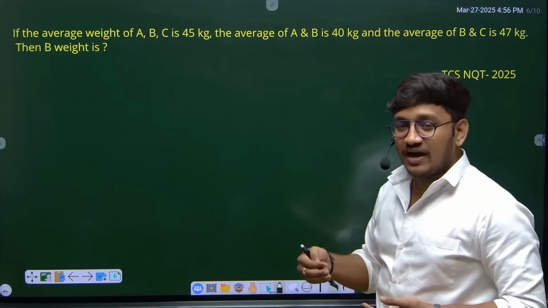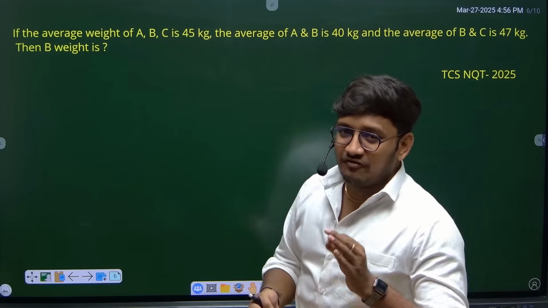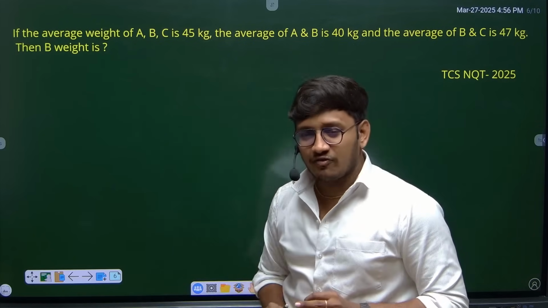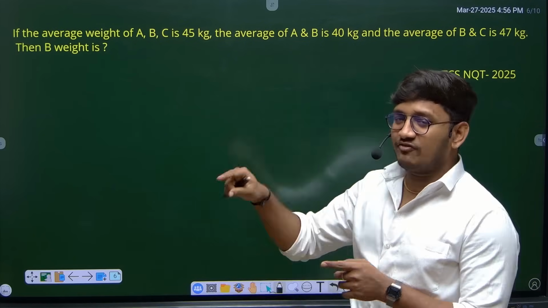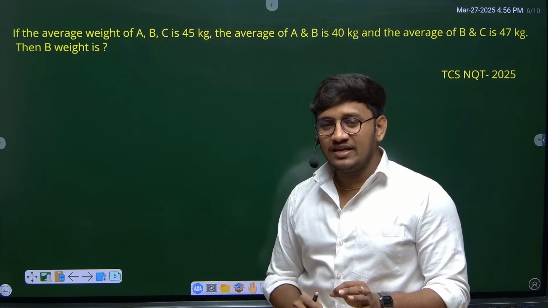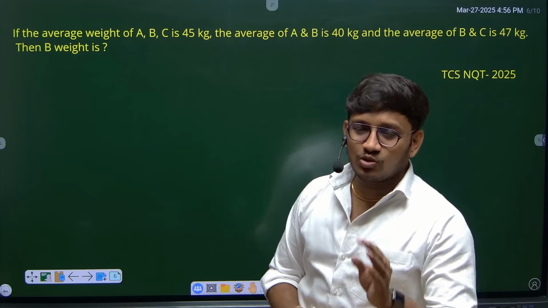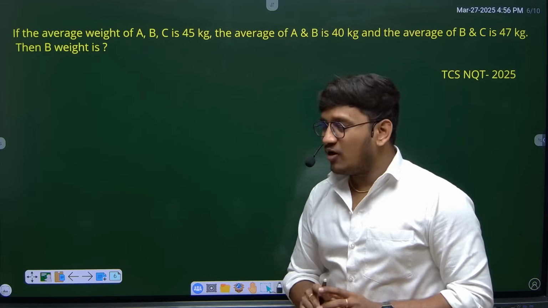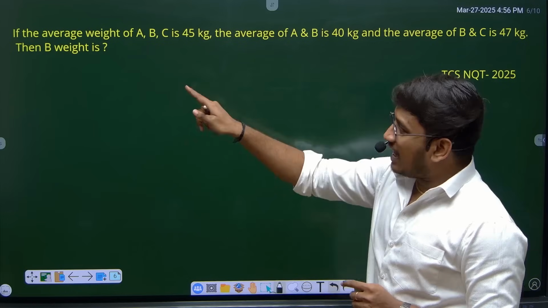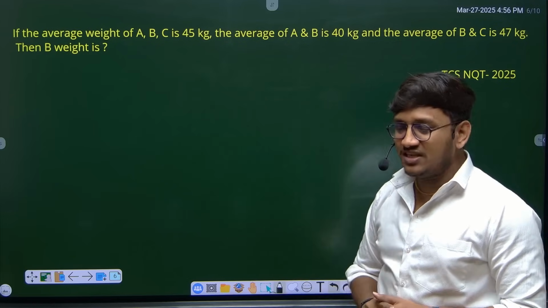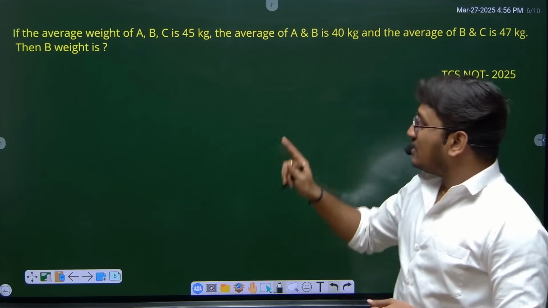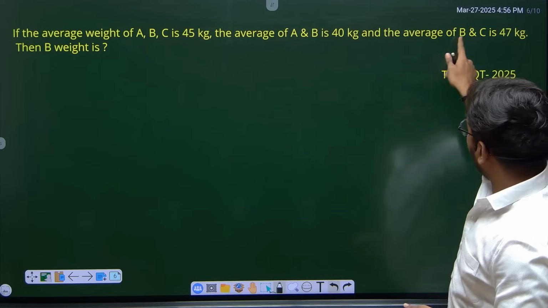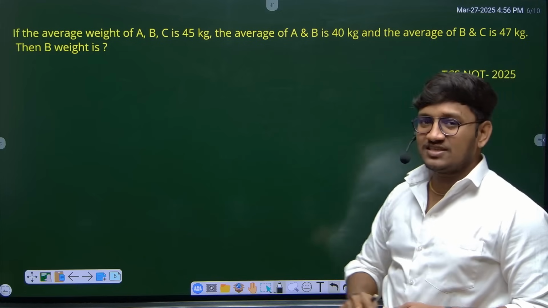Now again a question from averages. Very important concept, guys. Once you go through the complete concept of averages and then start solving different patterns of questions, you will definitely get a minimum of 1 to 2 questions from averages in the TCS NQT exam. So now the question is: the average weight of A, B, C is 45 kgs, the average of A and B is 40 kgs, and the average of B and C is 47 kgs. What is the weight of B?